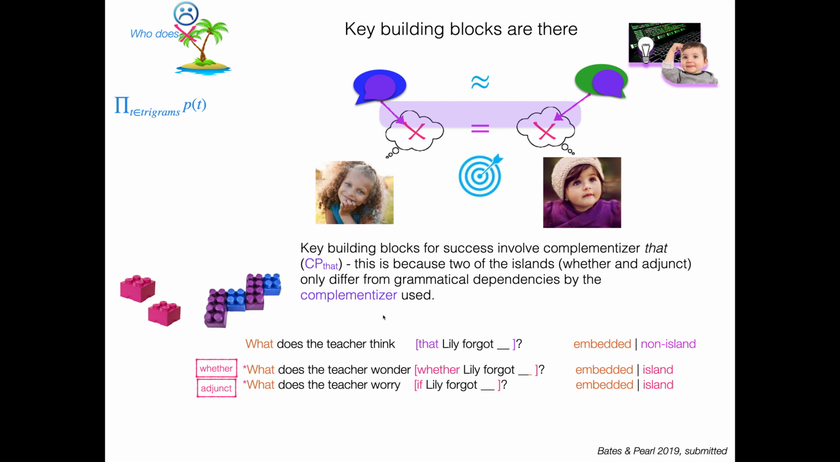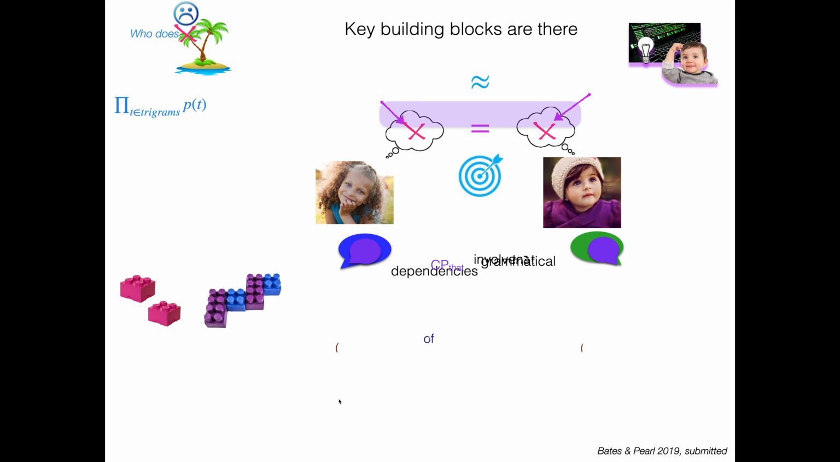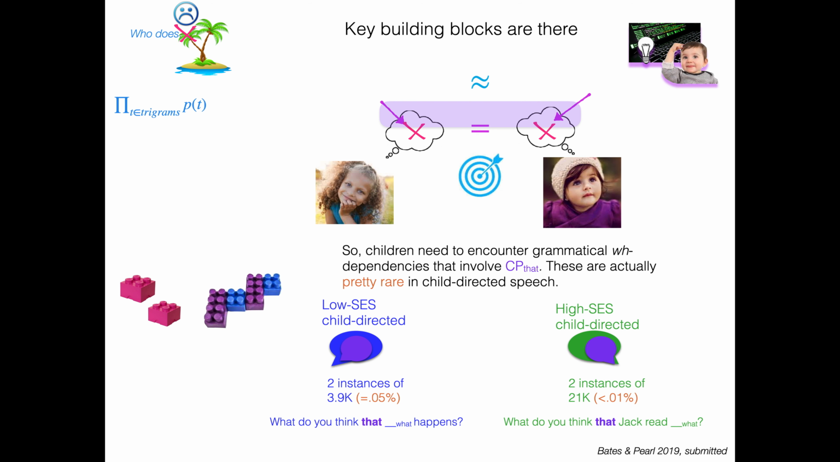So that's the key building block: syntactic trigrams that involve complementizer that. And you can see that here. That's really what it boils down to under this particular learning theory that's embedded in our developmental computational model. What this means is that children would need to encounter grammatical WH dependencies that involve complementizer that. These are actually pretty rare overall, and certainly pretty rare in child-directed speech.